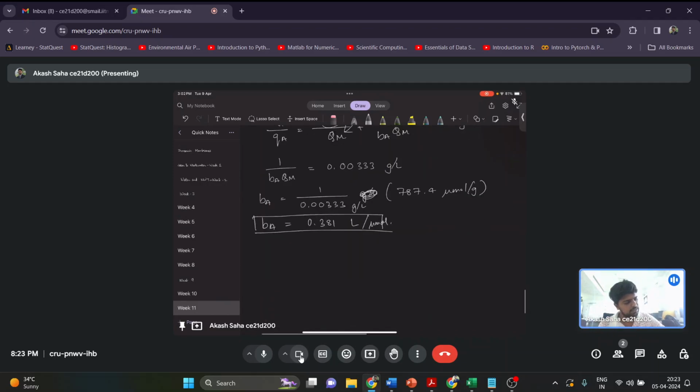Or I can also write it as Ba is equal to 0.381 liters per mu mole into 131.39 mu gram per mu mole. So it will be 2.9 into 10 to the power 3 liter per mu g. So I can also write Ba in terms of this.